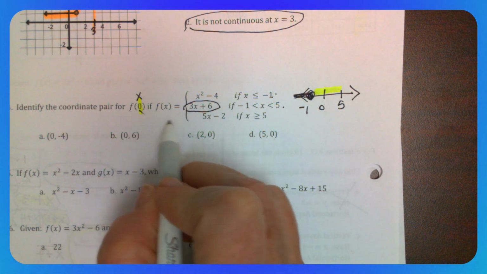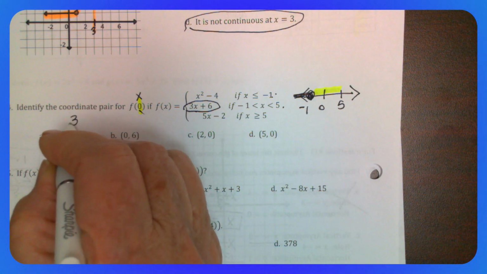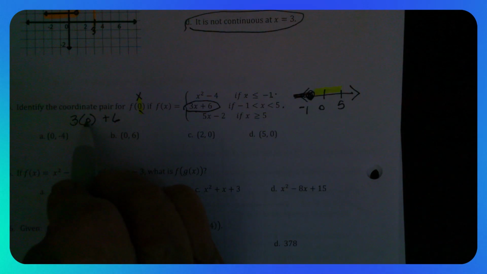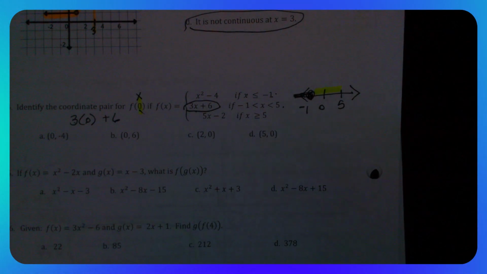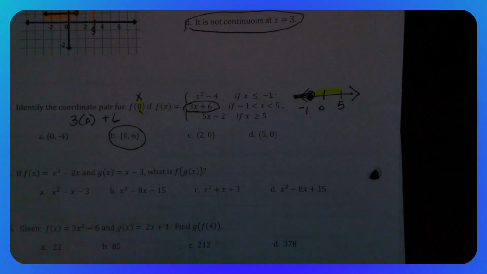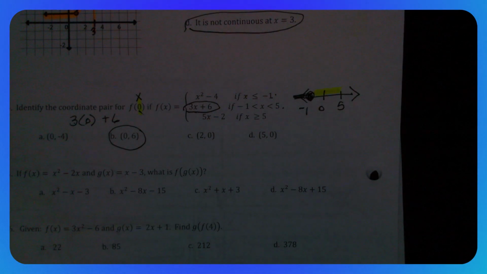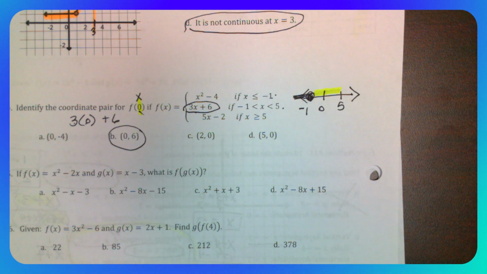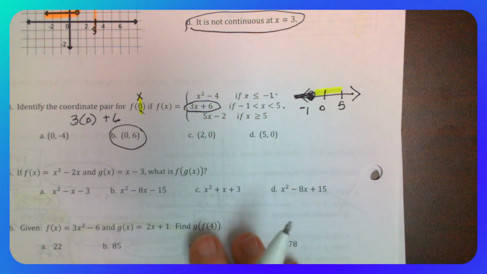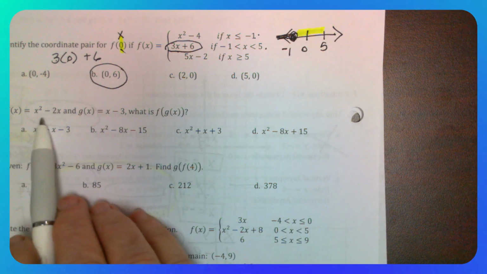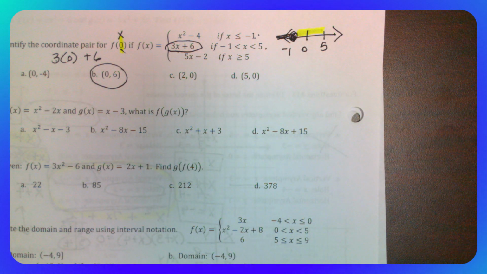So we're going to use this rule right here. Our input is 0. We're going to put 0 in for x. So 3 times 0 plus 6. 3 times 0 is 0, plus 6 is 6. So when x is 0, y is 6. All right, so our answer is B. All right, number 15. We have f of x equals x squared minus 2x.